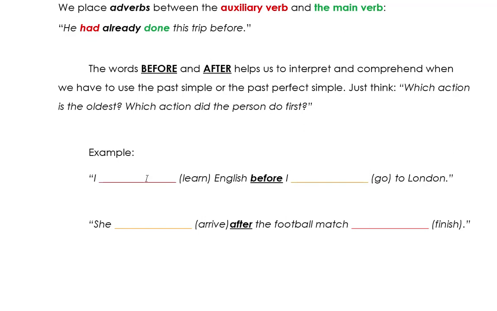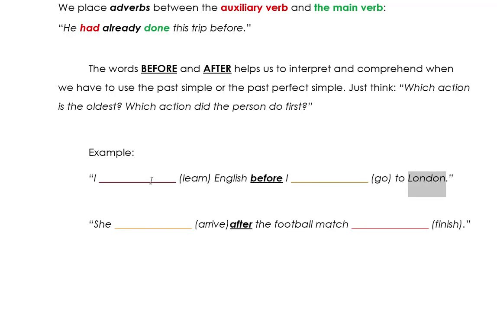¿Sí? Tengo el verbo learn: I learn English before I go to school, to London. ¿Sí? Bueno, ¿qué es lo que hice primero? Acá tenemos la palabra antes. Yo aprender inglés antes de ir a Londres. Bueno, ¿qué es lo que hice primero? Yo lo primero que hice fue aprender inglés, ¿sí? Y después me fui a Londres.